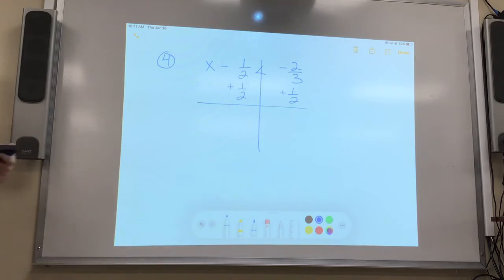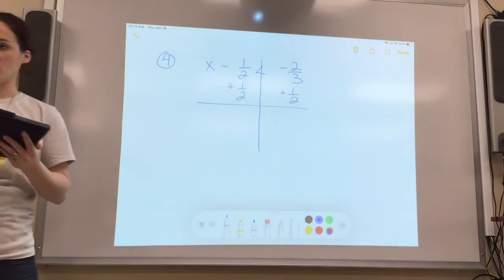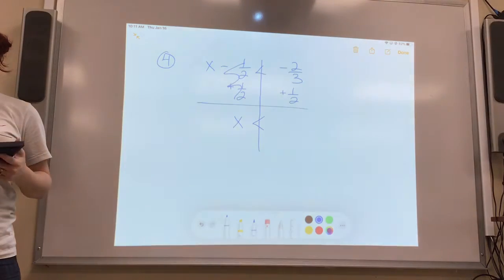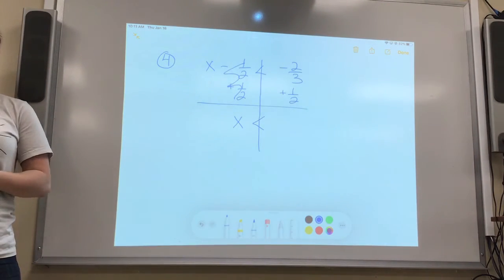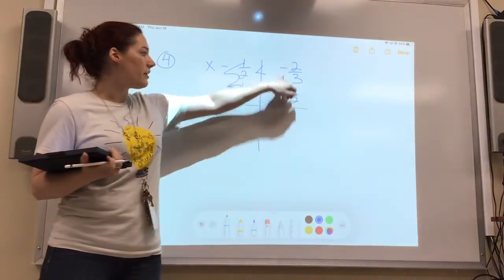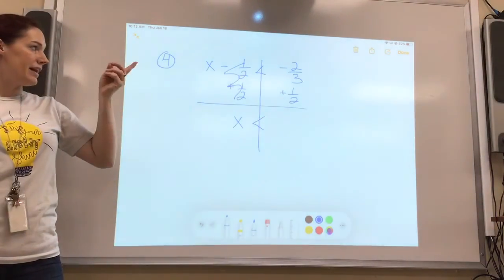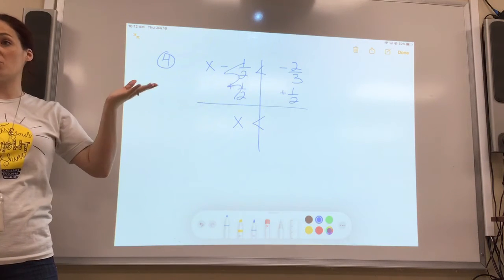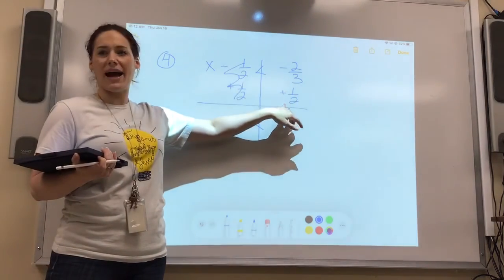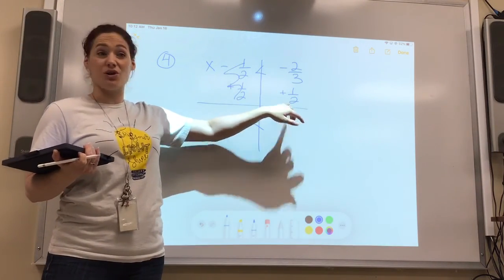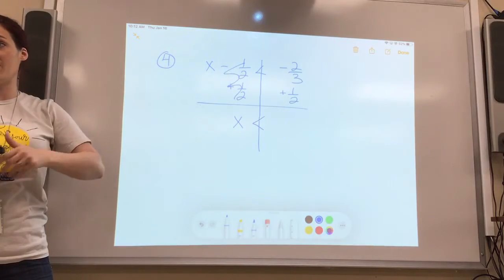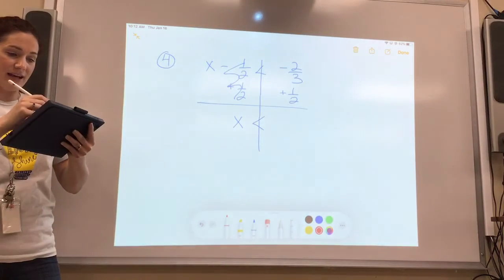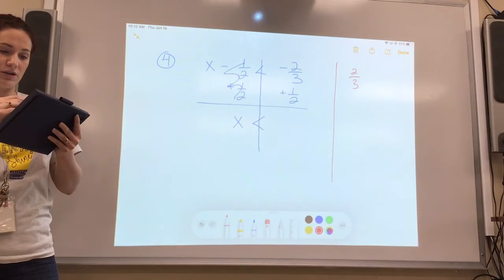That's what we're doing. On the left, the minus and the plus cancel. That's exactly what our goal was. X is less than. Now we got work to do because I got to figure out what that's going to be. I've got a minus sign and a plus sign, so I'm going to be using what operation? Sam? Subtraction. Which of these is bigger, 2/3 or a half? 2/3 is bigger than a half. It is. Okay, so off to the right hand side, I'm going to do 2/3 subtract a half.